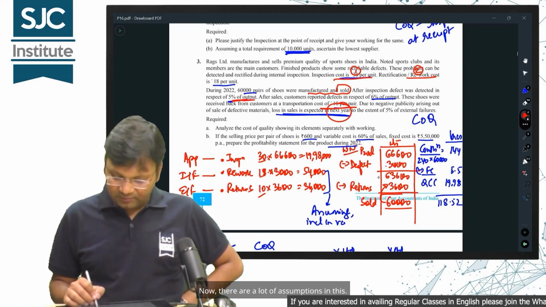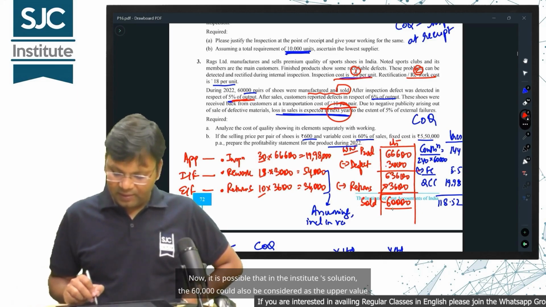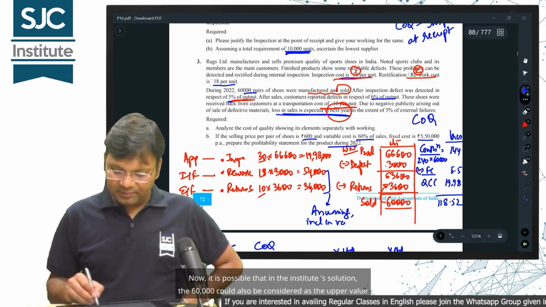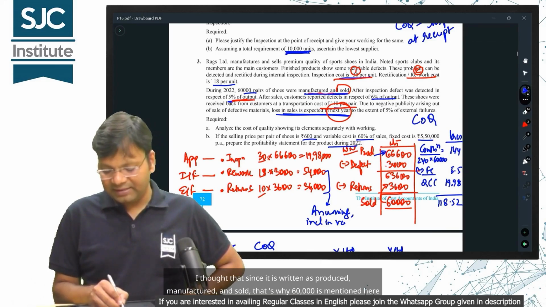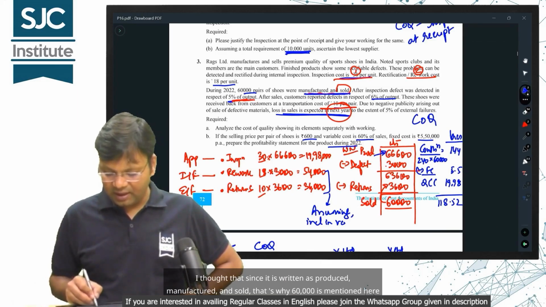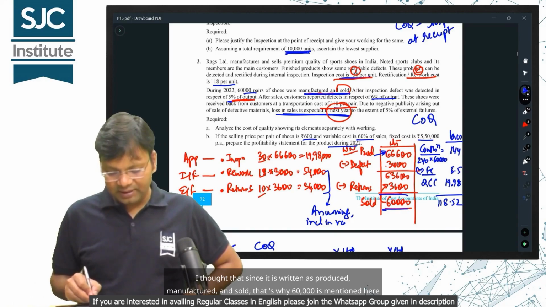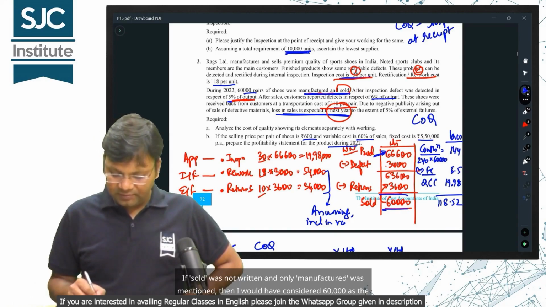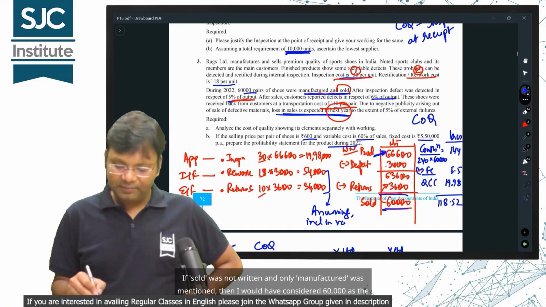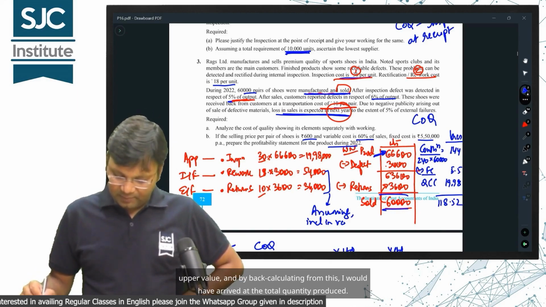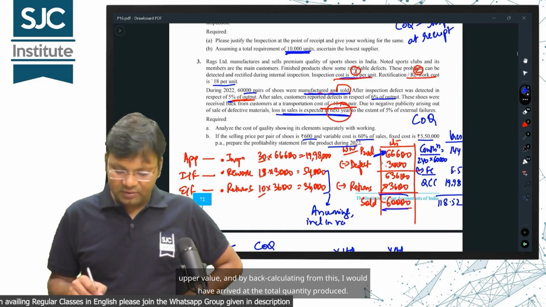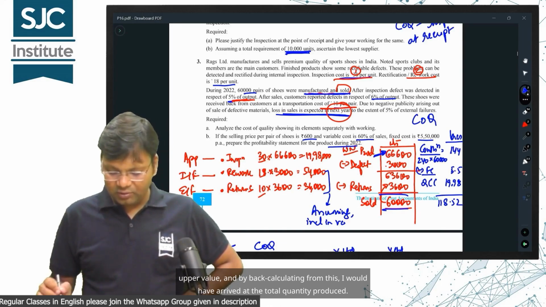Now, there are a lot of assumptions in this. It is possible that in the institute solution, the 60,000 could also be considered as the upper value. I thought that since it is written as produced, manufactured, and sold, that's why 60,000 is mentioned here. If sold was not written and only manufactured was mentioned, then I would have considered 60,000 as the upper value, and by back calculating from this, I would have arrived at the total quantity produced.